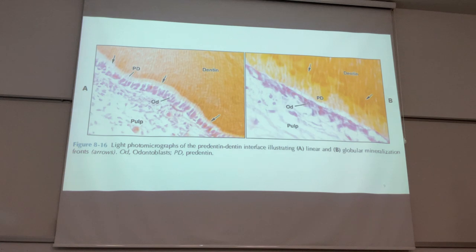Can you show me the border between the pulp and dentin? Which area? This part. This is our border. Here is our dentin and predentin, and this part is our pulp. Okay?